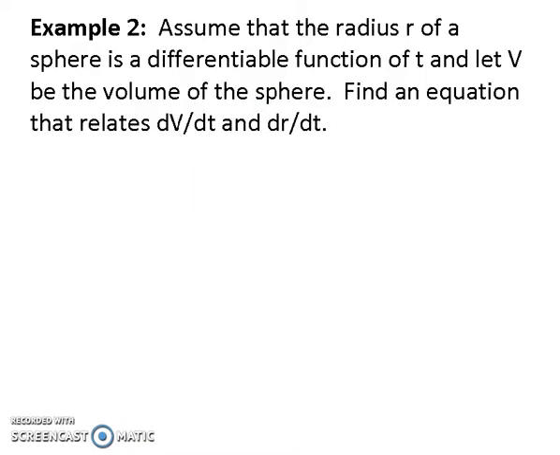All right, now let's look at a geometry relationship. It says assume that the radius r of a sphere is a differentiable function of t and let V be the volume of the sphere. Find an equation that relates dV/dt and dr/dt. This is kind of like the optimization. If I want to find a way to connect dV/dt and dr/dt together, then I really need to find an equation to begin with that connects V to r, hopefully.